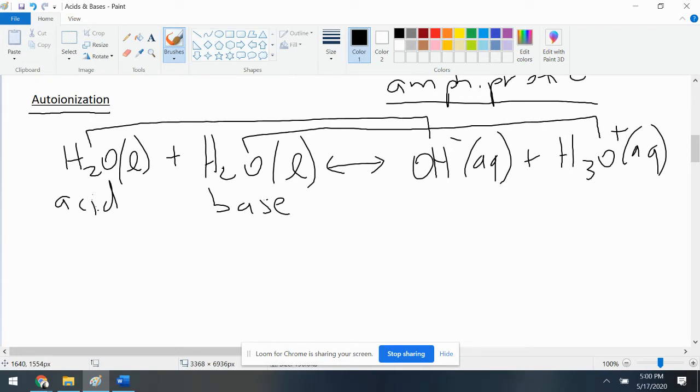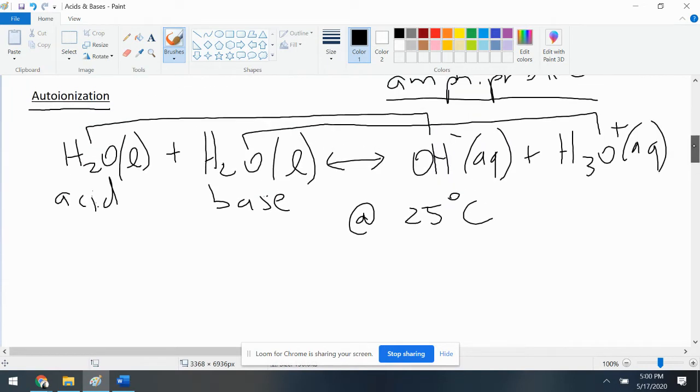Okay, so now let's say this right here is at 25 degrees Celsius, because temperature plays a huge factor in calculating the concentration of OH and H3O positive. So for the next part, we're going to try to figure out the concentration for both of these, your OH minus and your H3O positive.